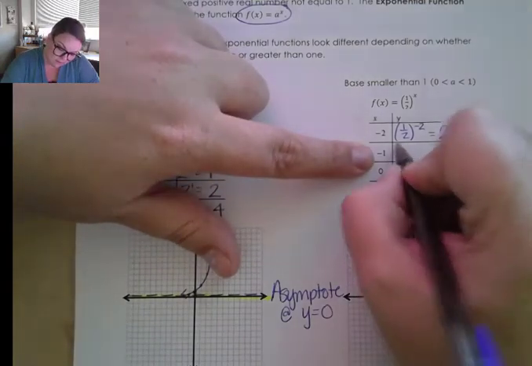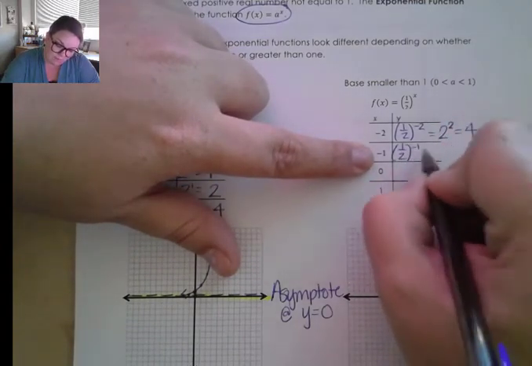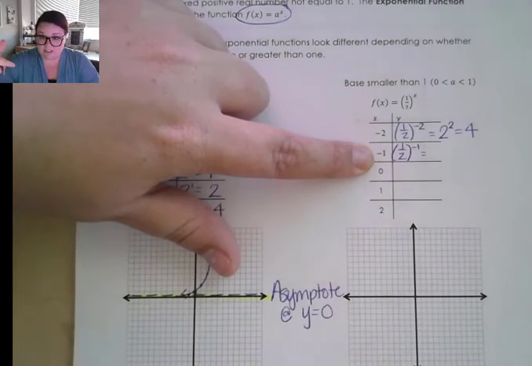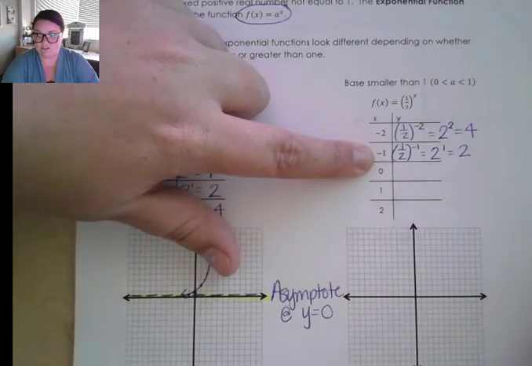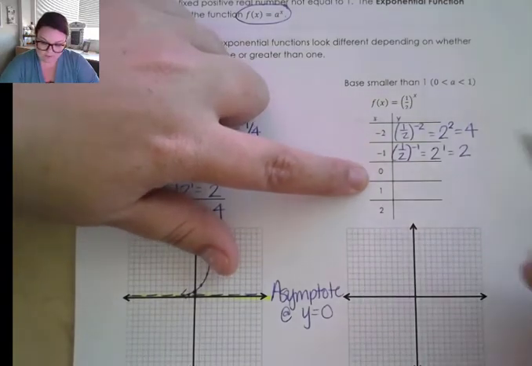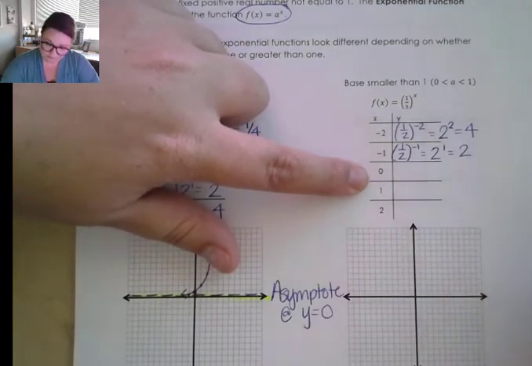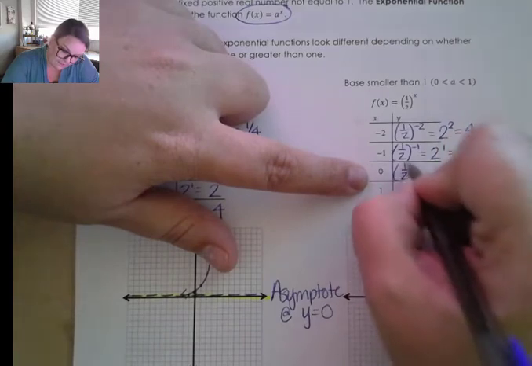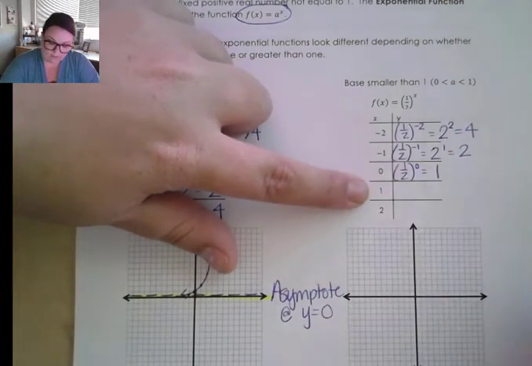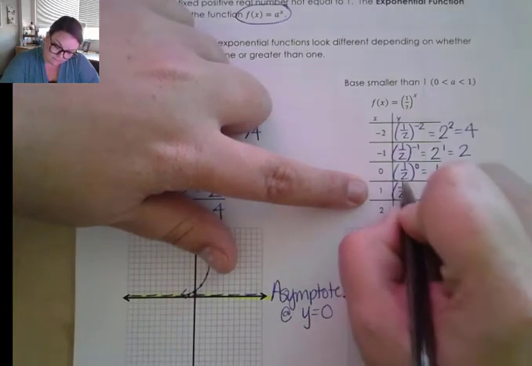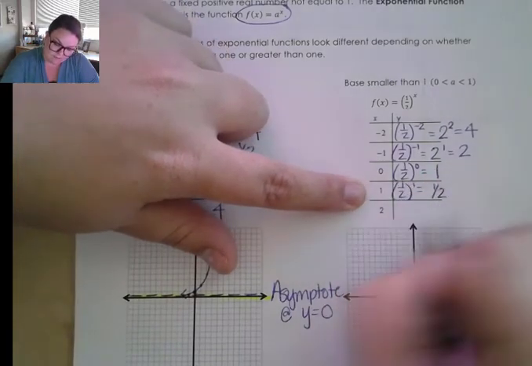When I plug in a negative 1, 1/2 to the negative 1 power is going to flip it and change the sign of my exponent. So that's going to give me 2 to the first power, which is just 2. And when I plug in 0, I'm going to get 1/2 to the 0 power, which, anything to the 0 power is 1. 1/2 to the first power is just 1/2.